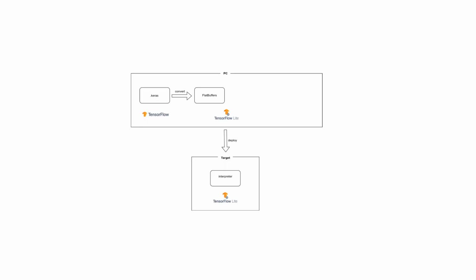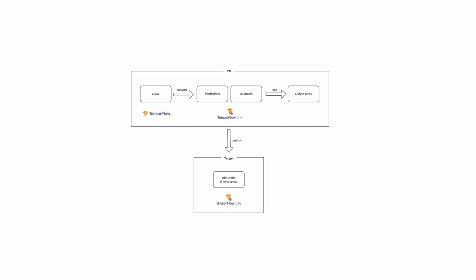Flat buffers are Google's efficient binary format. They let us read data directly from memory without parsing, which is perfect for low latency, resource-constrained devices. This workflow is usually enough to run on platforms like Raspberry Pi, but we need two more steps for smaller embedded systems. These are quantization and converting to a C array.